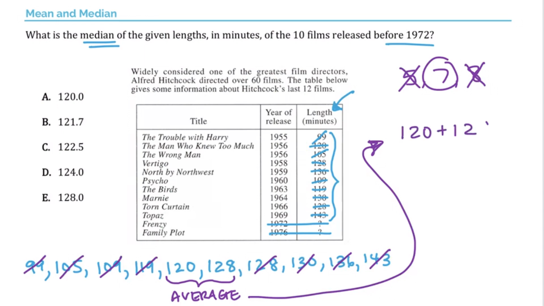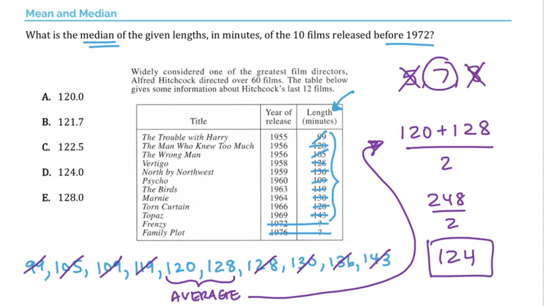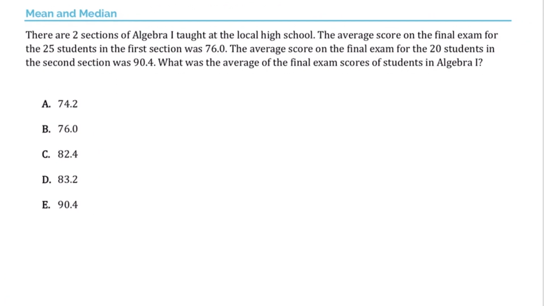So 120 plus 128. And then divide by the number of numbers we added together, which was two numbers. So that turns into 248 divided by 2, which is 124. So that means that the median of these 10 numbers is 124. And the key initial step here is don't forget to find the median, you have to put them in order from smallest to biggest.